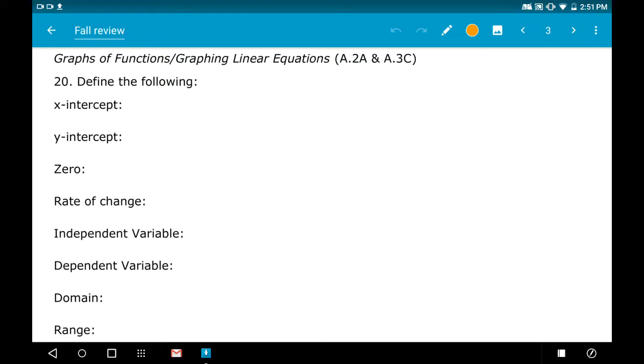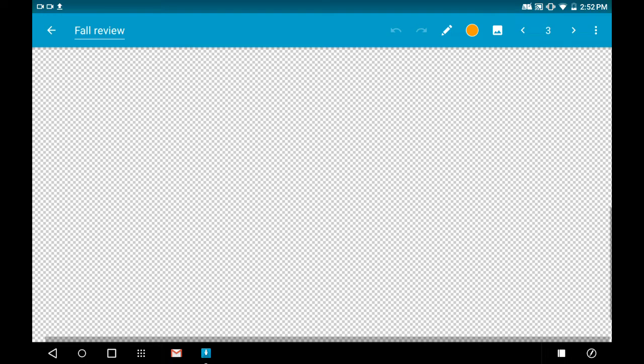Independent variable is our x values. Dependent variable is the y's. And domain is all of the x values that a function hits. Range is all of the y values that a function hits. So we're actually going to go into domain and range right now.